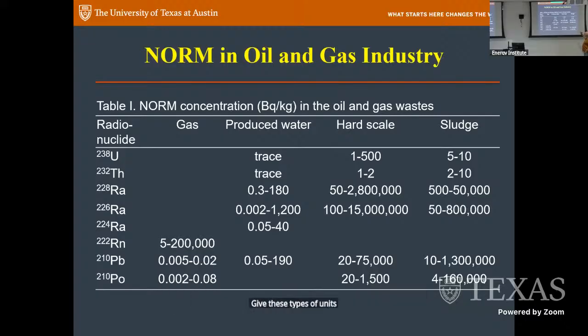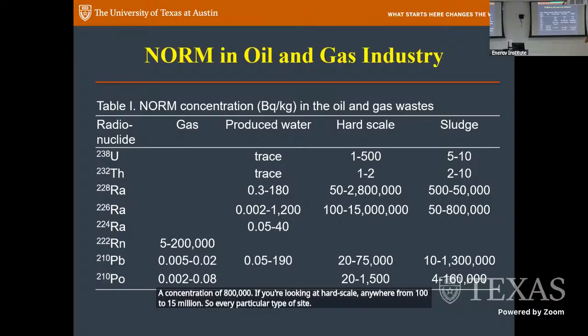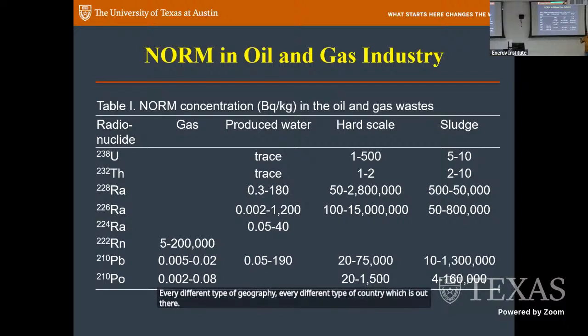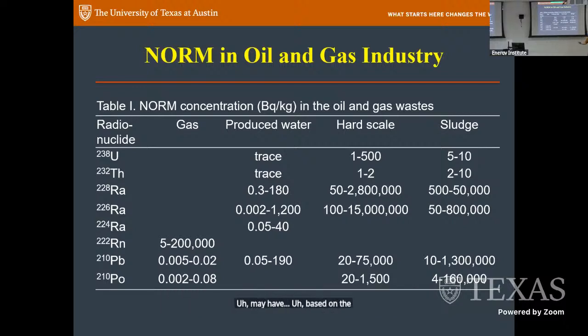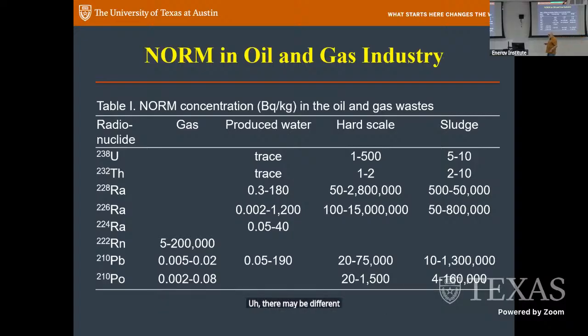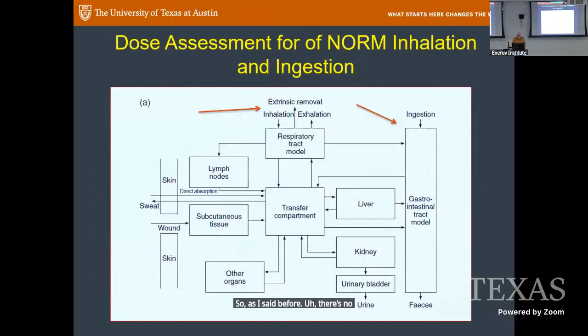Just to give you an idea, one site may have a sludge of only 50, and the next site may have a concentration of 800,000. If you're looking at hard scale, anywhere from 100 to 15 million. So every particular type of site, every different type of geography, every different type of country may have, based on the geology, how much uranium, how much thorium, and the way that the earth movements are around, there may be different concentrations that get into the petroleum. So as I said before, there's no one shoe that fits all.